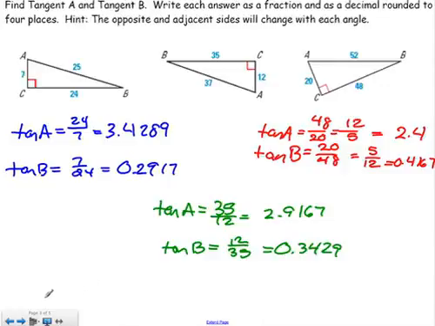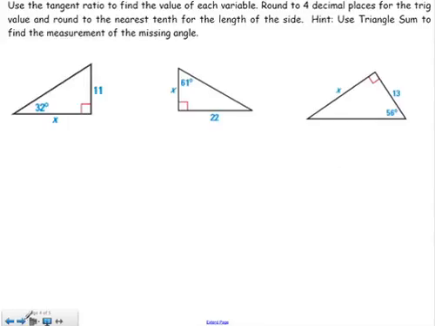Okay, so thanks for trying those. Hopefully you were successful with these problems. Let's move on. Let's look at the next set of examples. I think these are a little bit easier. Again, you're not solving for two things, you're just solving for one thing. In this case, you're solving for x.